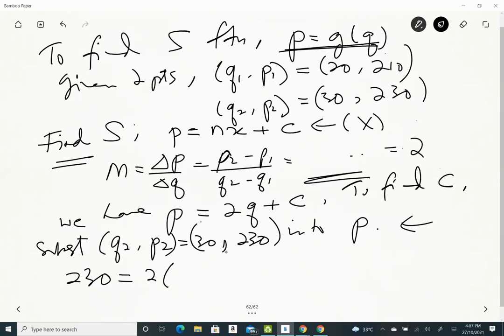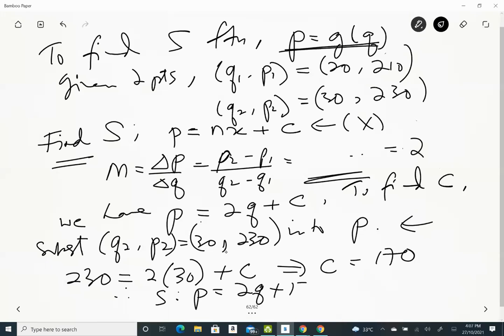So, 230 equal to 2 times 30 plus C. So what is your C? C is equal to 170. So you do the subtraction. Therefore, our supply function, you can just put S, P equal to 2Q plus 170. Okay, all right. So that's how we get the supply and also the demand function.